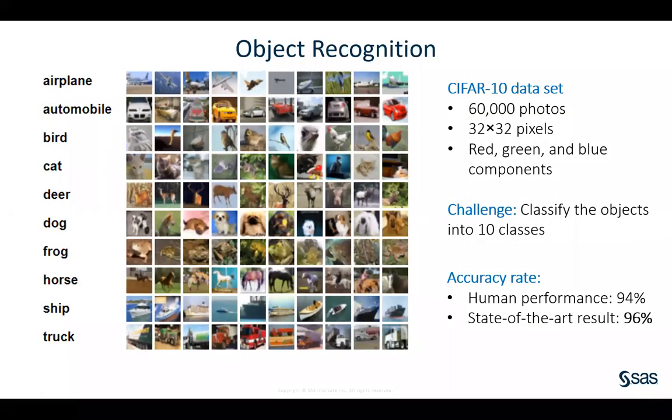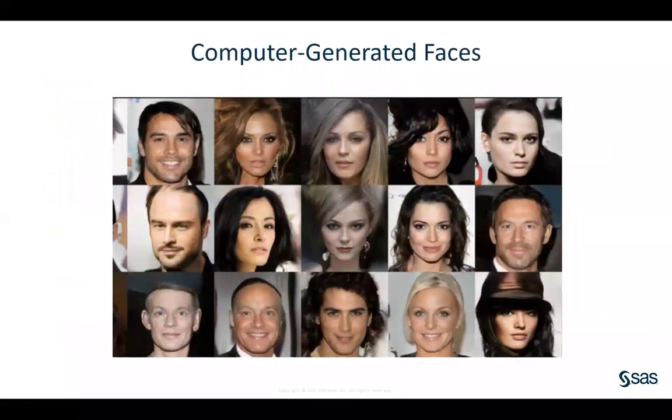This is another image classification problem. Here, the goal is to classify objects into 10 classes. Classes include common objects such as airplanes, automobiles, birds, cats, and so on. The data set is split in a standard way where 50,000 images are used for training a model and the remaining 10,000 for evaluating the model's performance. And state-of-the-art results are achieved by using convolutional neural networks, which is better than human performance.